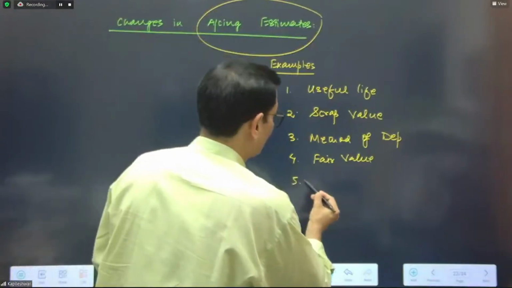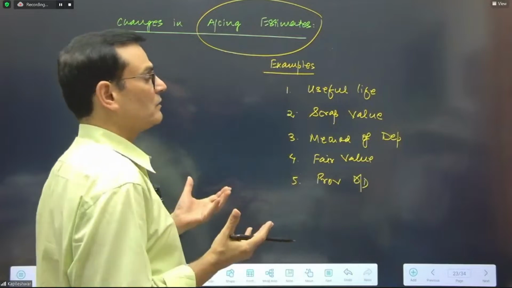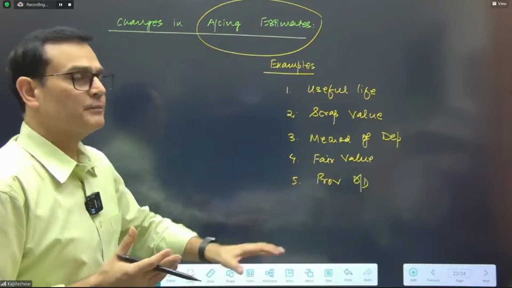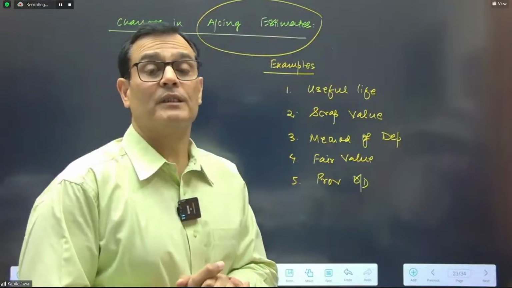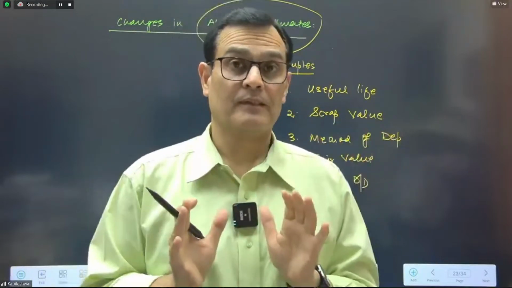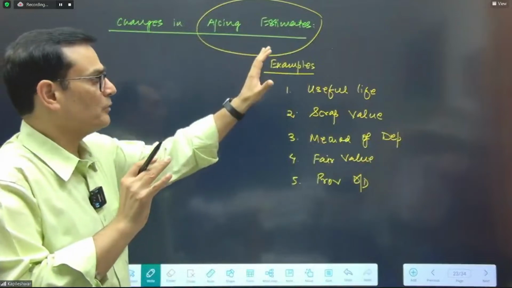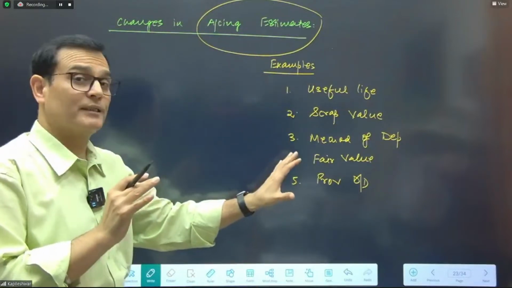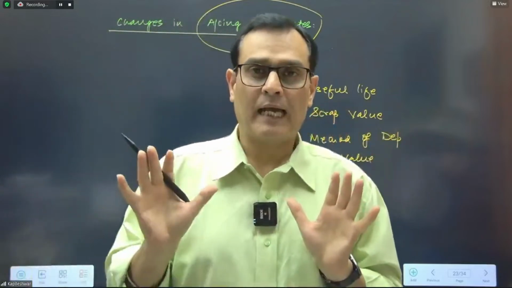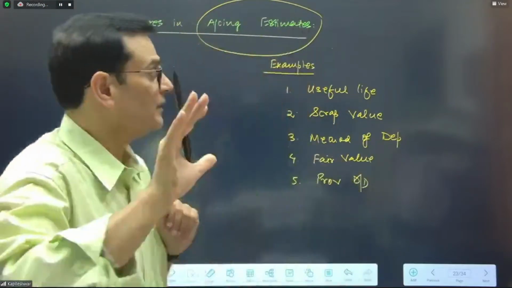The provision for doubtful debts is again based on an estimation. And any changes in these estimates will always be accounted with a prospective effect. We're never going to change anything in the previous year. So I said I'll give you examples. Number 1, these are examples of estimate change, but this is not an exhaustive list. It is purely illustrative in nature. I've just given you a few examples of estimates.